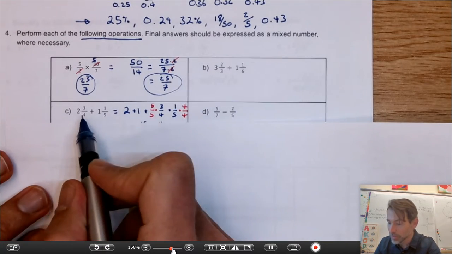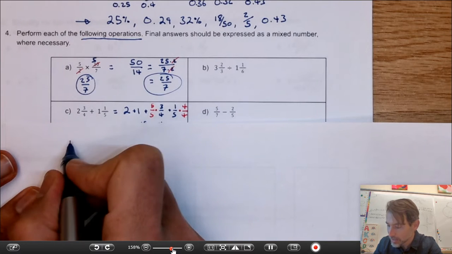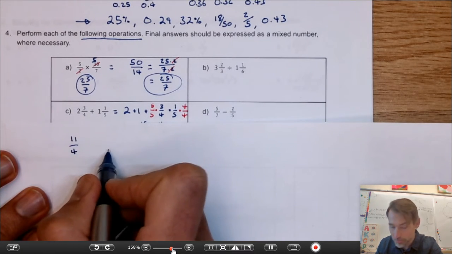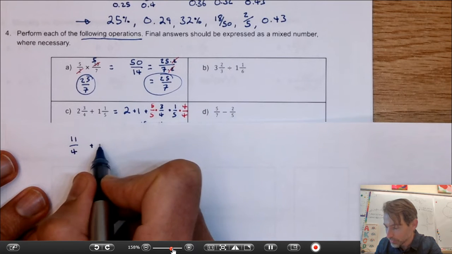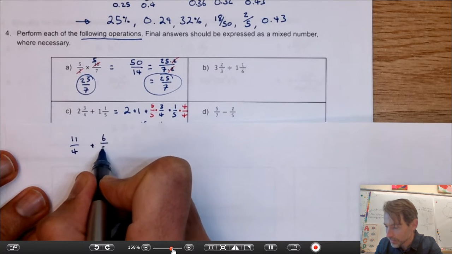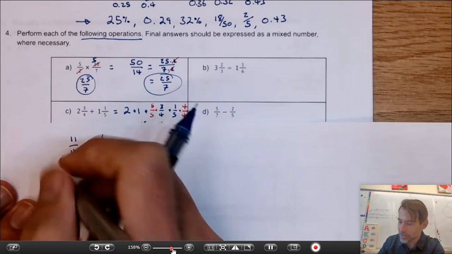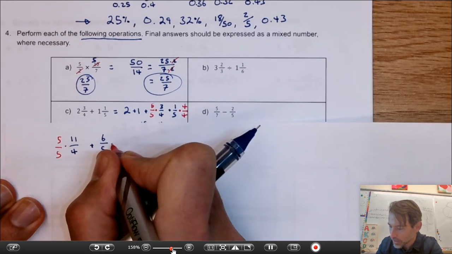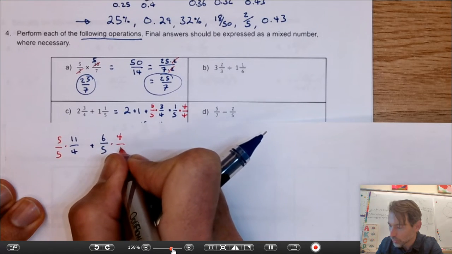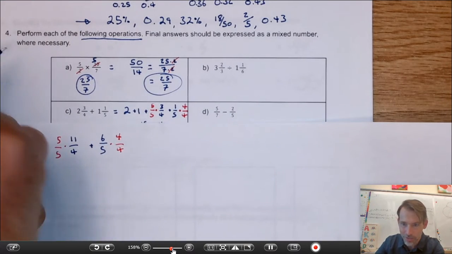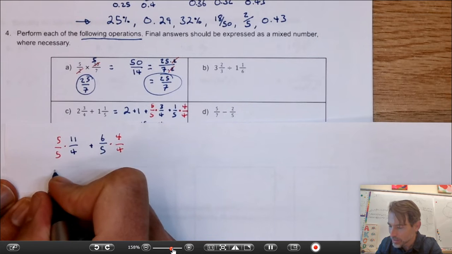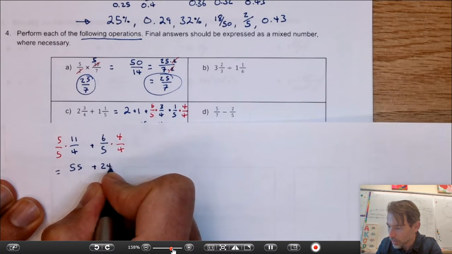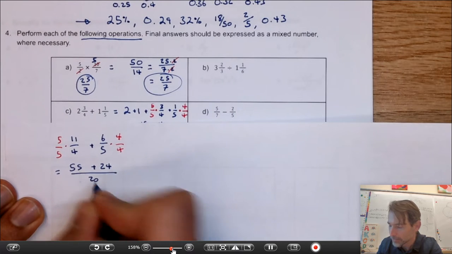I would convert these to improper fractions. So this one is 11/4. That's 2 3/4. Plus 1 1/5. That's 6/5. Scale these up. So this one will be multiplied top and bottom by 5 over 5. And this one would be top and bottom by 4 over 4. Same thing to create your common denominator here. So this is equal to 55 plus 24 over 20.